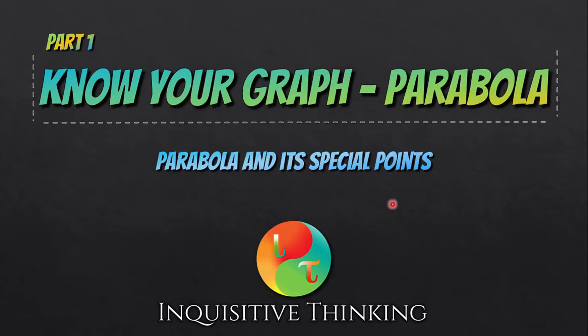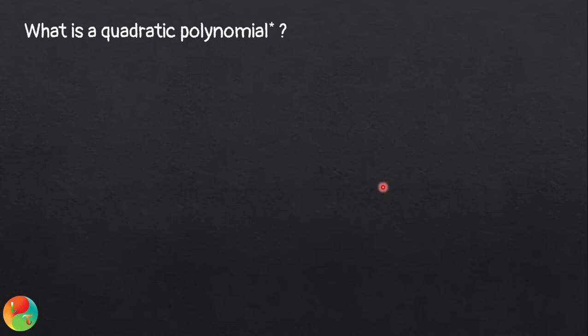This is part 1 of a 3-part series in which we are going to talk about quadratic polynomials, different forms of quadratic polynomials apart from standard form, and parabola and its special points. So in part 1 we are going to talk about parabola and its special points. For that purpose, let us revise a little bit about quadratic polynomials.